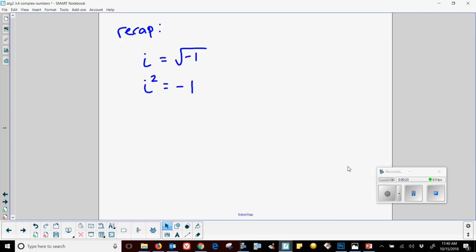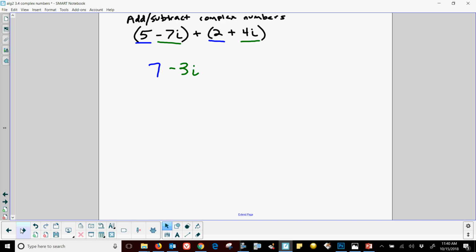Quick recap. i is the square root of -1. i squared is -1. If you learn nothing else from the other video, memorize this: anytime you see the square root of -1 inside, it comes out to be i, and anytime you see i squared, it switches to -1 and you keep going. If you can do this, you're going to be in pretty good shape.